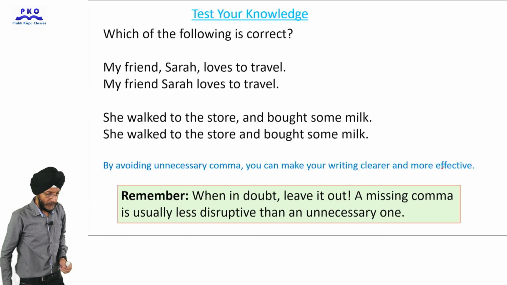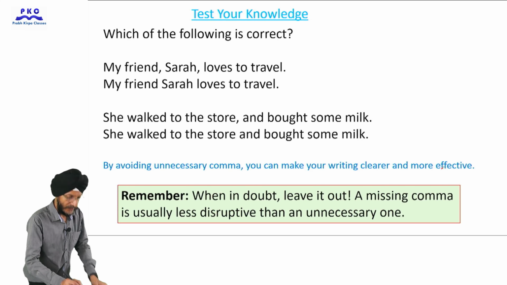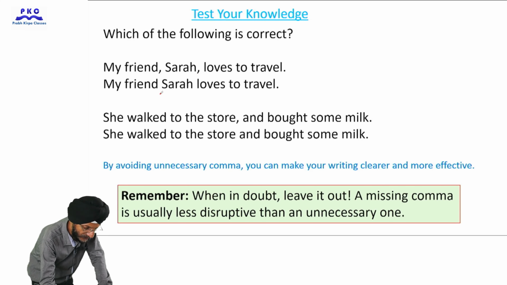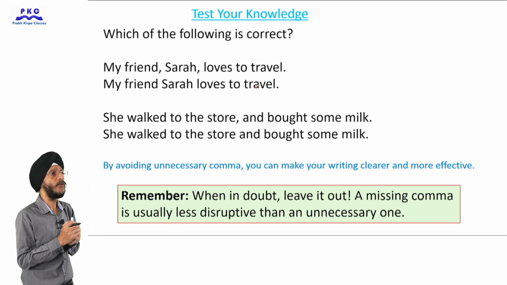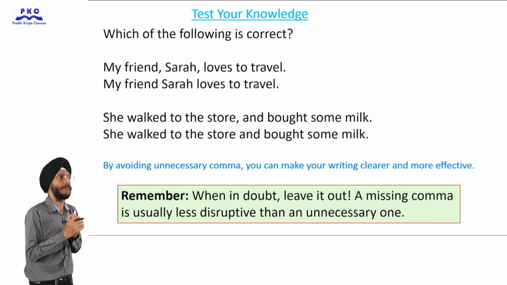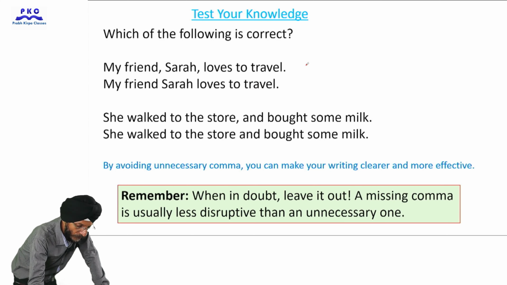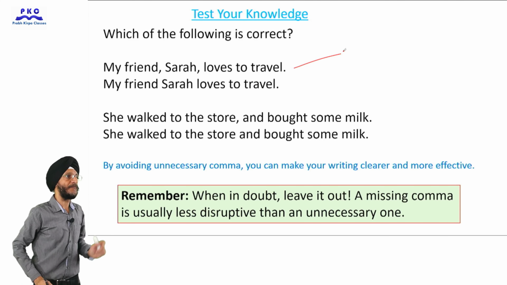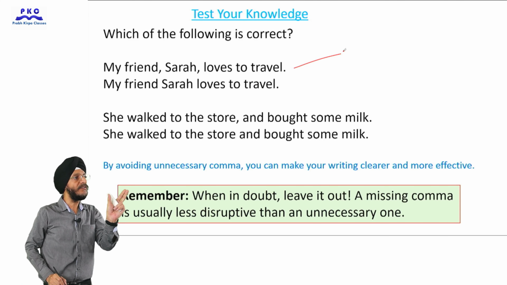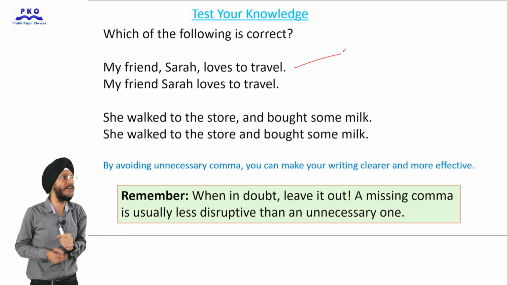Next is, my friend, Sarah, loves to travel. Here we have inserted commas. In another, my friend Sarah loves to travel, there is no comma. Which of the two is correct? Both are correct. How? Here we want to place emphasis on the fact that Sarah is my friend. My friend, Sarah. Here we are putting emphasis on the friendship, that Sarah is my friend.